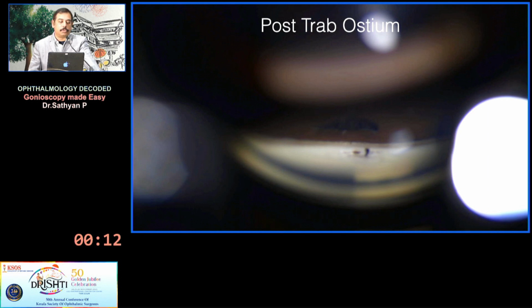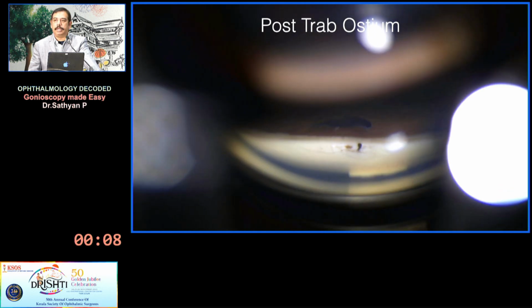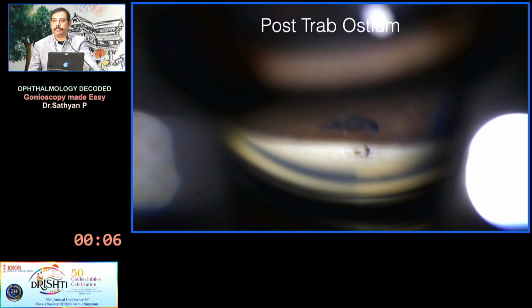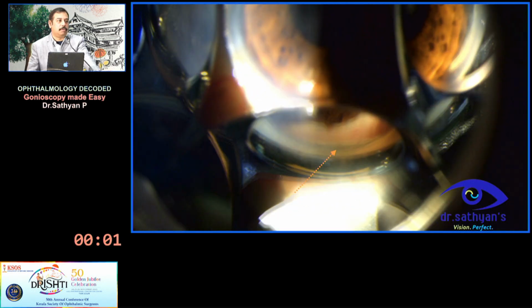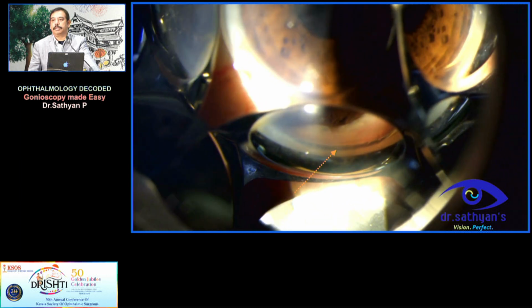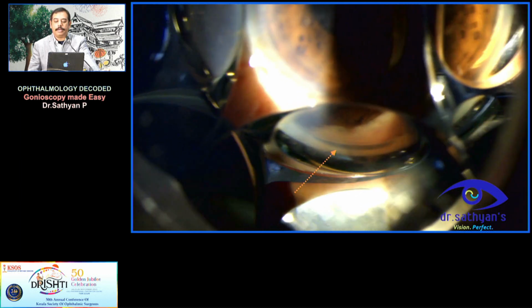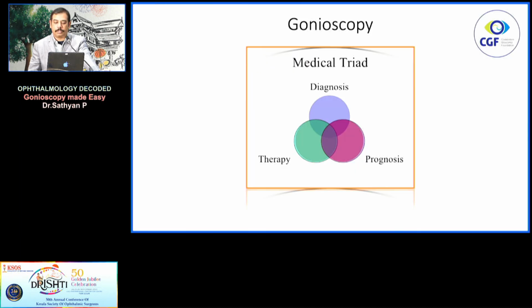And this is again a post-trab ostium. This is open. Only a few pigments are there. So the cause is not from the ostium, the problem is from somewhere else. I'll take a few seconds. So you can see in this again, the ostium is completely clogged by the iris. So again, the cause of failure we can easily understand, identify and treat.